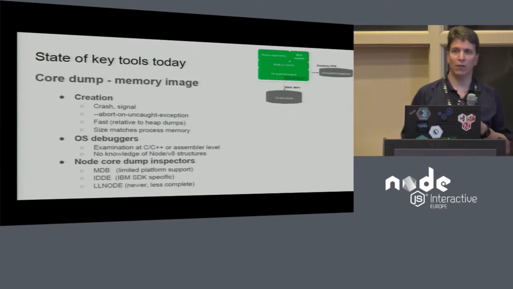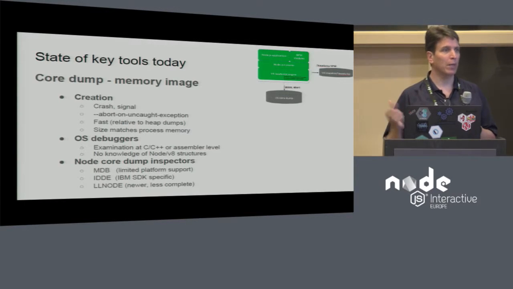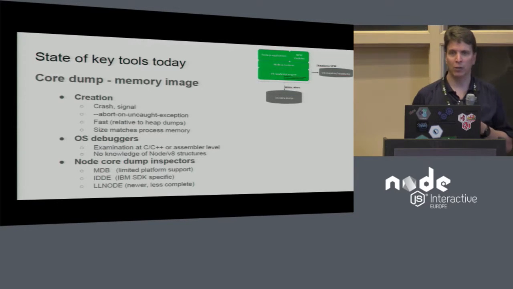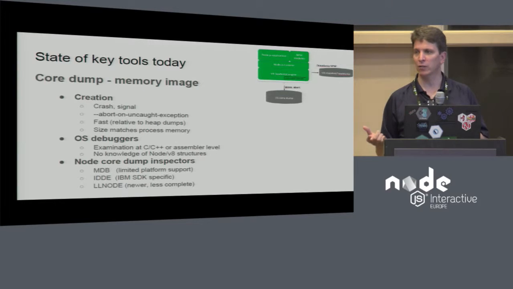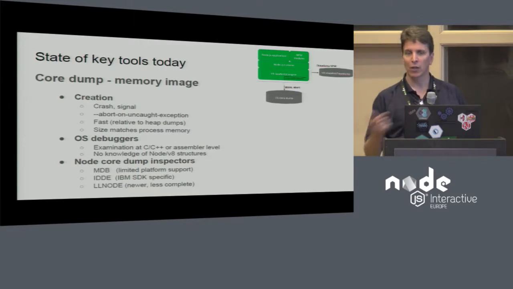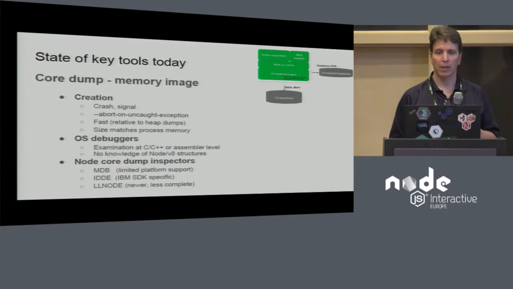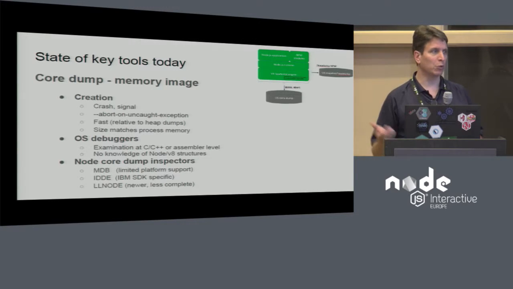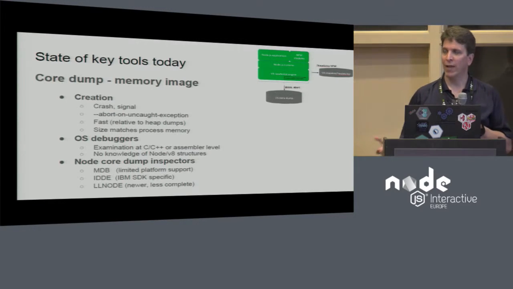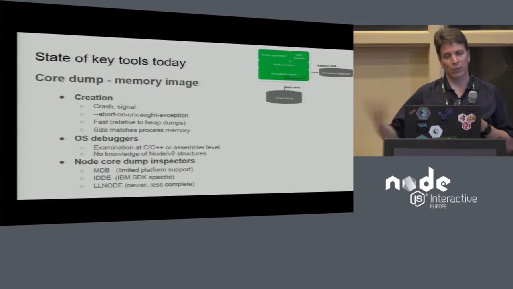The second thing that's often used is core dumps. Instead of just being an image of your heap, these are a complete memory image of the process that was running at the time. And as Yunong mentioned, these can be generated a bunch of different ways. When you crash, operating systems will often give you one automatically. You can add the abort-on-uncaught-exception flag to generate one when you have an uncaught exception. And you can also use tools like gcore to generate them. An advantage is that it's fast to create these relative to heap dumps. They can still be fairly large though if you have a large process size.